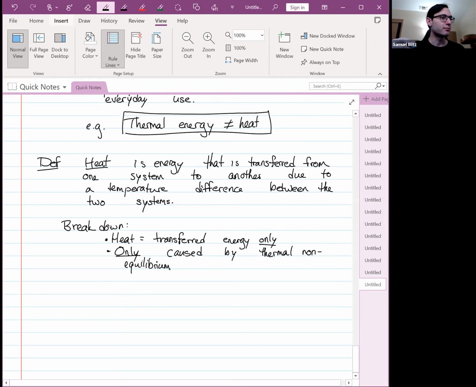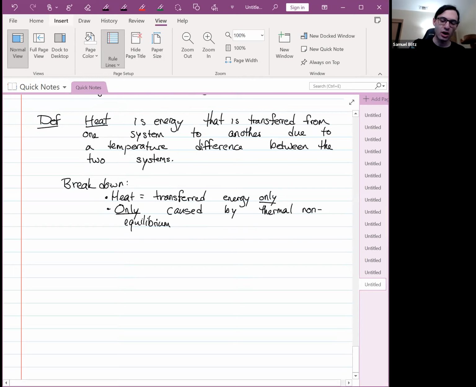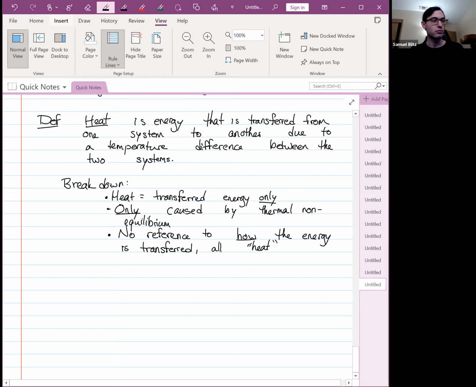Also, heat doesn't at all refer to how the energy is transferred. Heat isn't a certain type of energy transfer. It's all energy transfer that happens as a result of thermal non-equilibrium. Regardless of how the energy is transferred, it's all heat, as long as it's a result of thermal non-equilibrium. So that's what heat is.